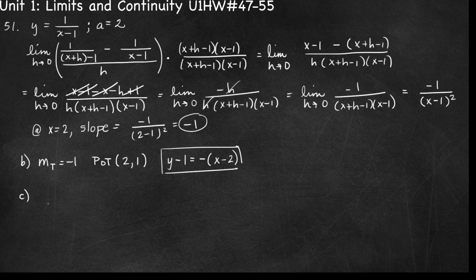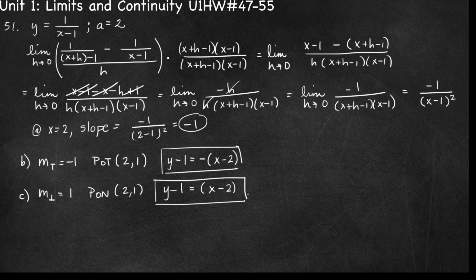Part C, write the equation of the normal line. Well, the normal line just has the opposite reciprocal slope and the same point of tangency. So the point of normalcy is also 2, 1. And my equation, y minus y-coordinate equals slope times x minus x-coordinate. And there's the equation of my normal line.